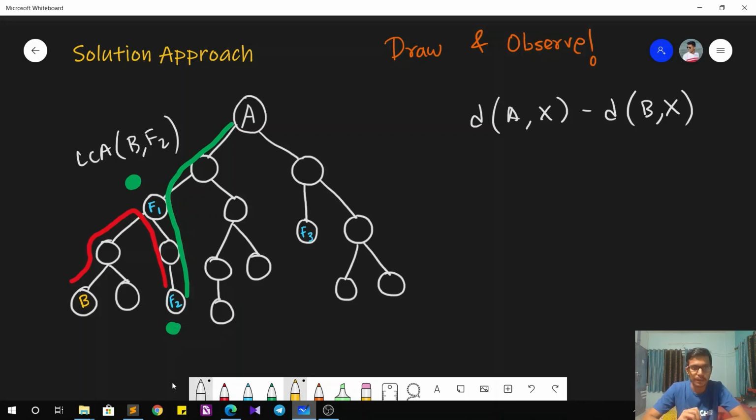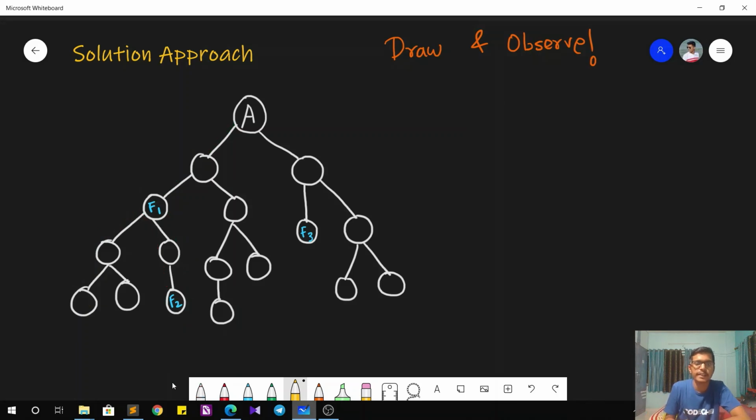Let's see one more example. Let's say that I choose this as my B node. So this is my B node. Now I need to pair it up with a special node. Let's say I pair it up with F1. So the path from B to F1 will look like this. That is, the distance will be along this path, and the distance from A to X, that is from A to F1, will look like this. Again, the common part goes from this node to this node. So this path is common.